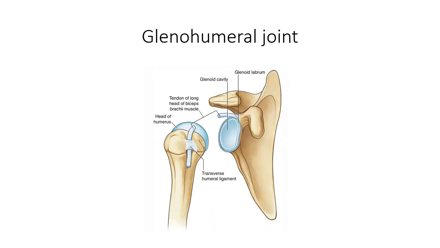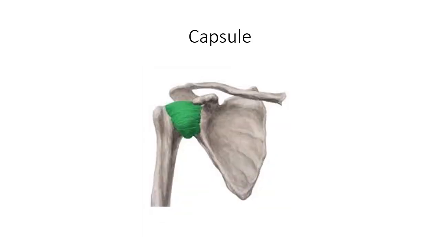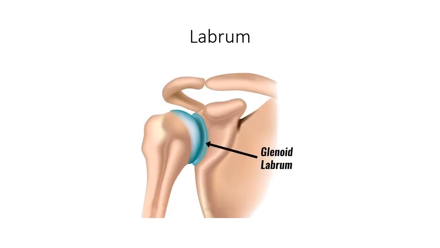The second stabilizer of the shoulder joint is the ball and socket articulation between the glenoid and the humeral head. It is a shallow articulation. The third stabilizer of the shoulder joint is the capsule. And the fourth stabilizer of the shoulder joint is the labrum. The labrum is a fibrocartilaginous complex that deepens the shoulder joint by 30%, so it increases the stability of the shoulder joint.